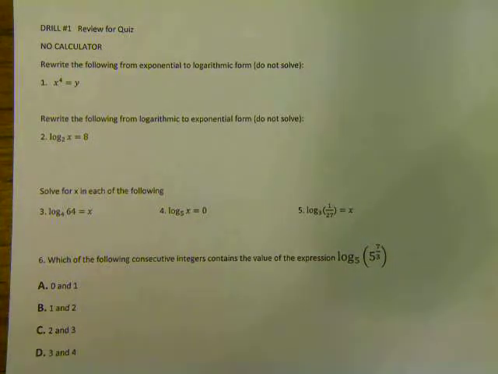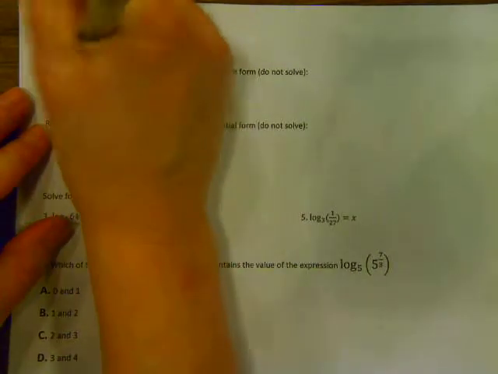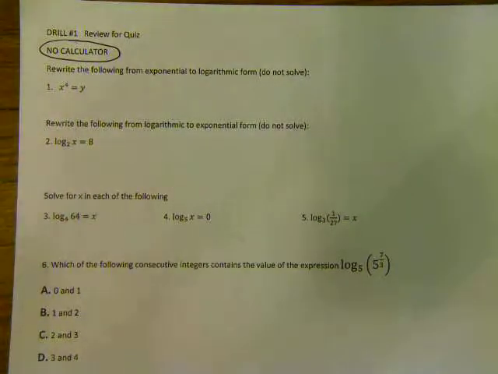Okay, guys, so let's go over both drills together. Drill number 1 are the topics on your first part of your quiz. It is no calculator. You will be taking both of the quizzes at the end of class. When you get the first quiz, all calculators are put away, and it's just the basic of rewriting and solving. So let's take a look here.